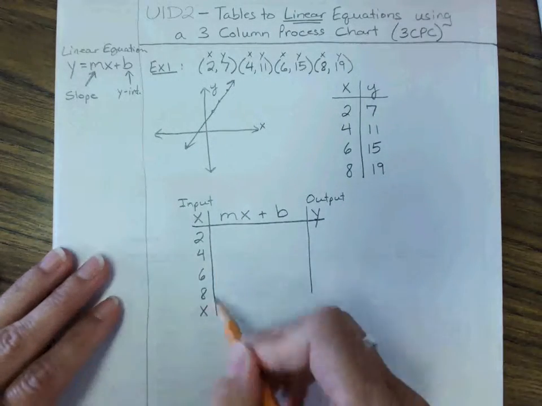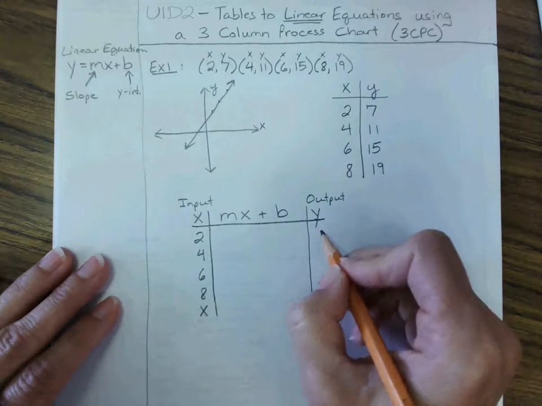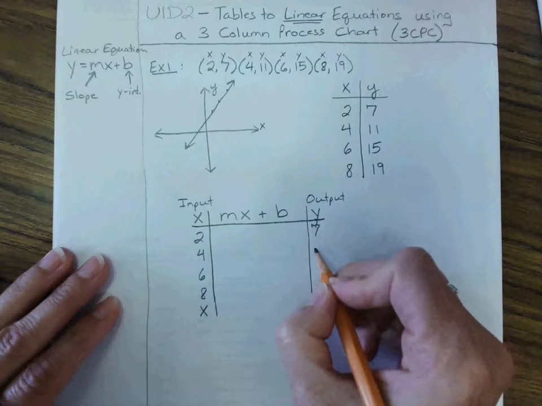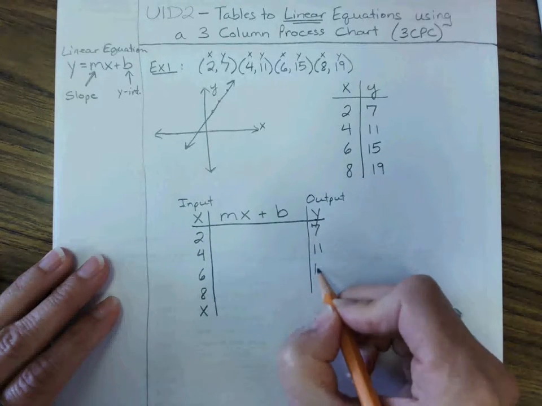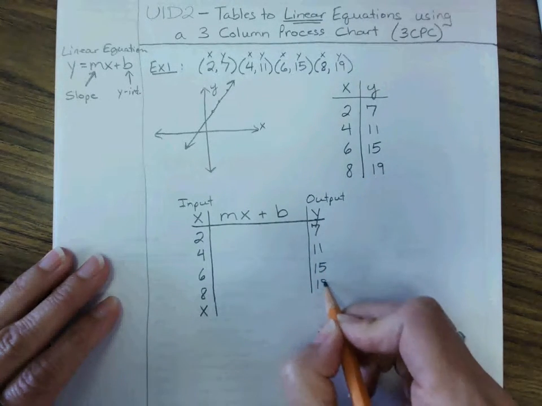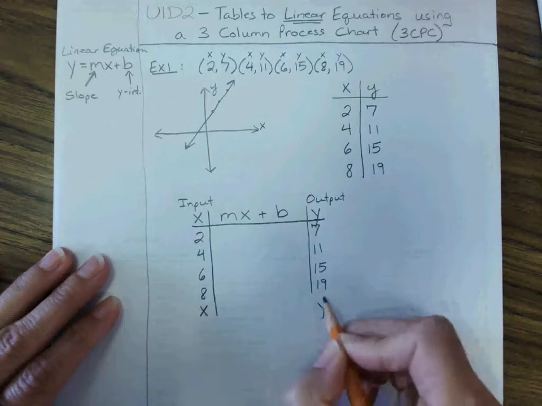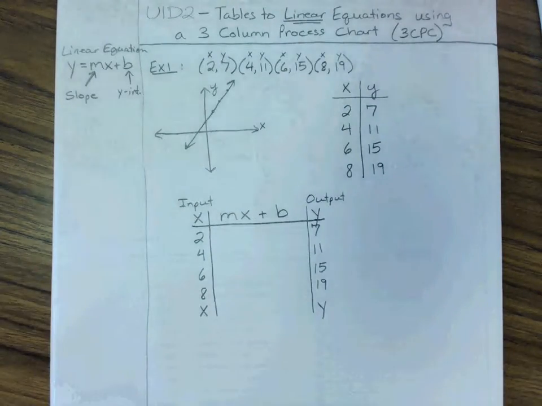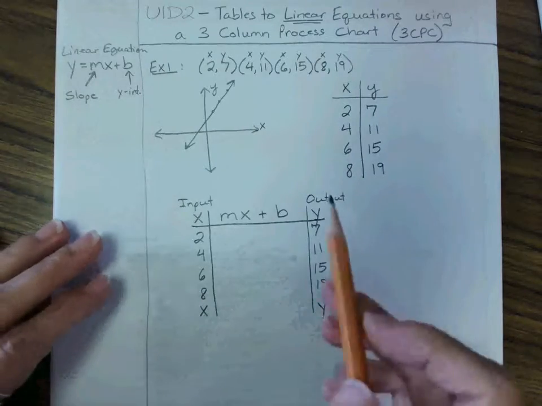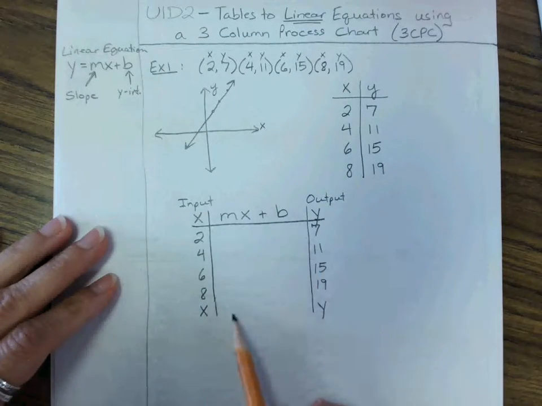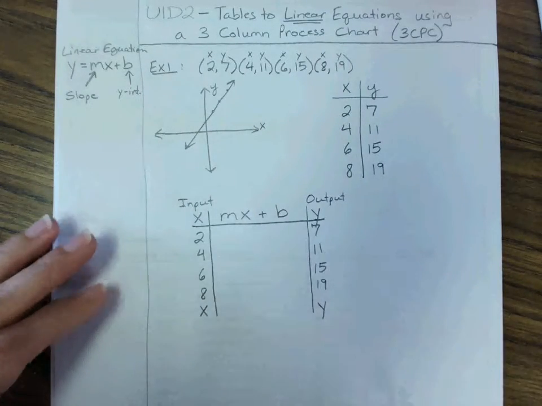Okay? So there's my x values, and I'm going to write my y values here. So I have 7, 11, 15, 19, and then I'm going to put a y. Just like I put an x at the bottom here, I'm going to put a y. Now what I'm trying to figure out is what is my mx plus b? What is my linear equation?